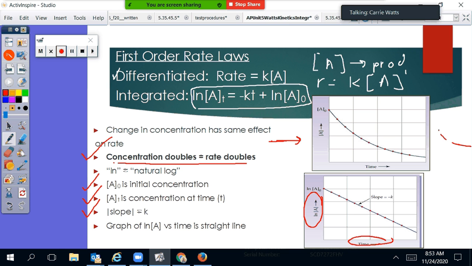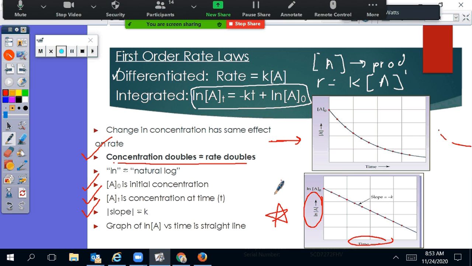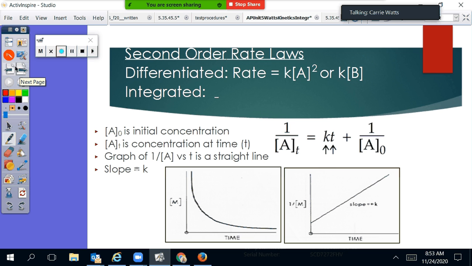This is important because this information here is going to help us identify what order of reaction we have graphically. So let's go into the second order reaction rate.